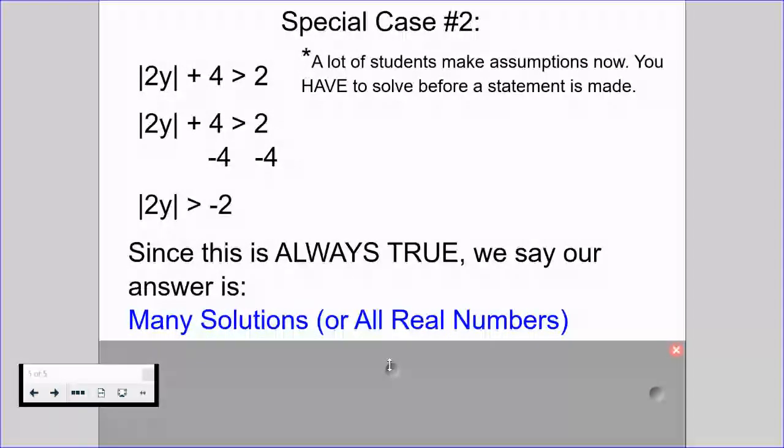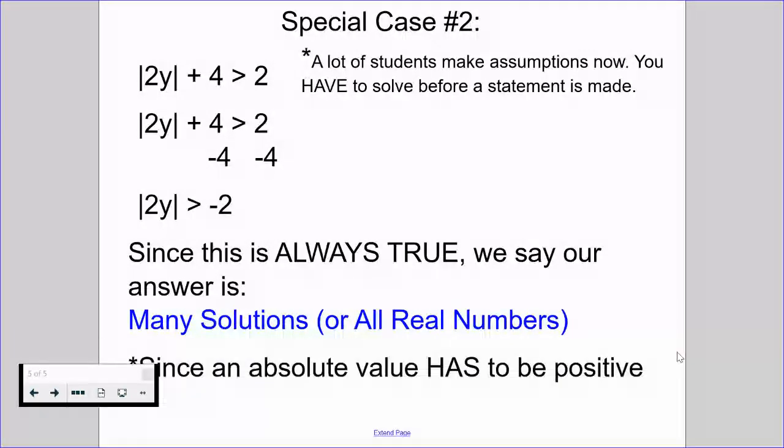You sometimes will hear it being referred to as all real numbers. You sometimes will hear it as infinitely many solutions. All of them are the same. Typically within algebra, we do want to use all real numbers, but if you're saying infinitely many solutions or many solutions, I understand what you are trying to say. Again, this is always going to be true because we have a positive number being greater than a negative, so we end up with all real numbers because an absolute value has to be positive.